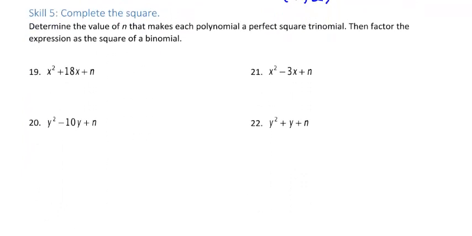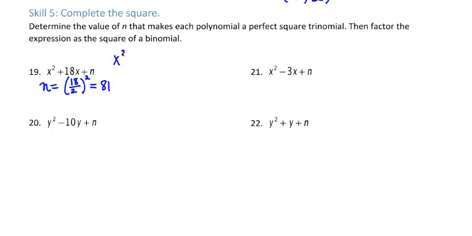And lastly is to complete the square. So we need to find the value of n that makes each polynomial a perfect square trinomial, and then factor the expression. Recall that to make a perfect square trinomial, the value of n has to be half of the middle coefficient, squared. So n in number 19, when we have x squared plus 18x plus n, has to be half of 18 squared. So that's 9 squared, or 81.